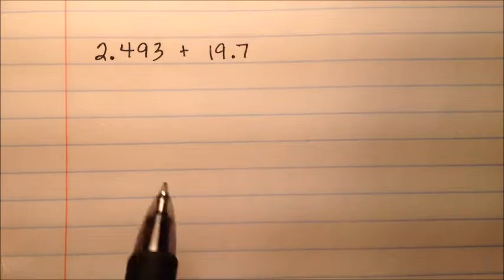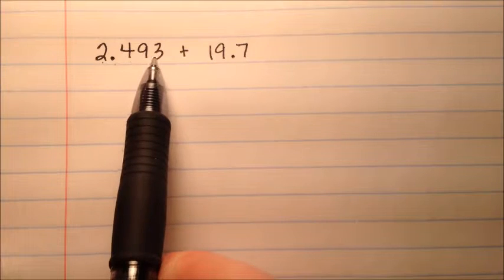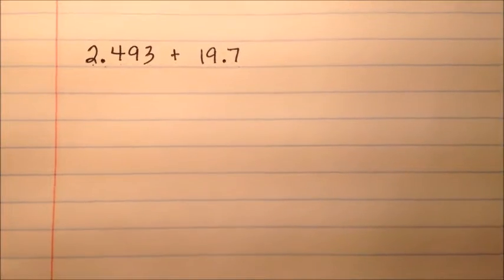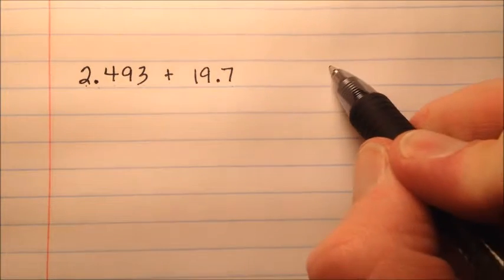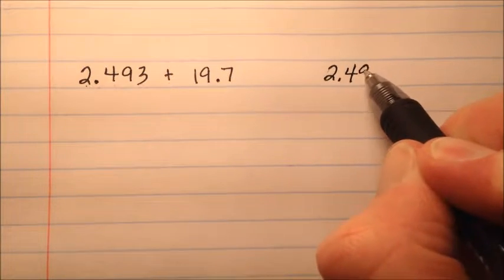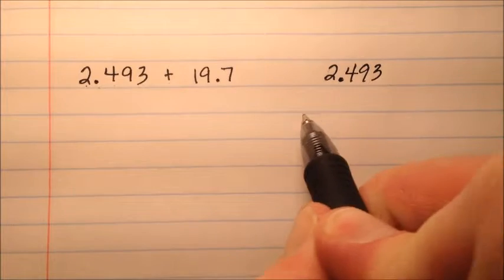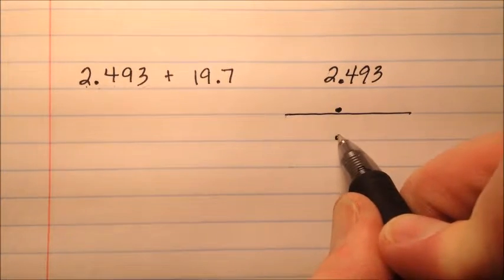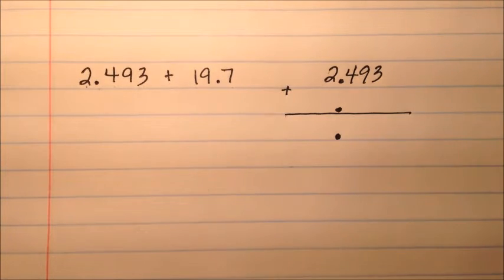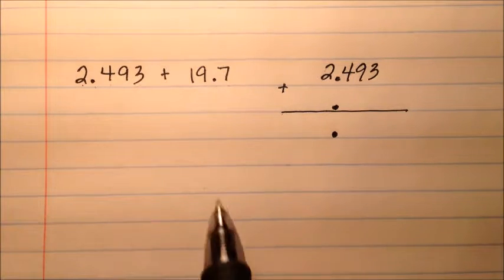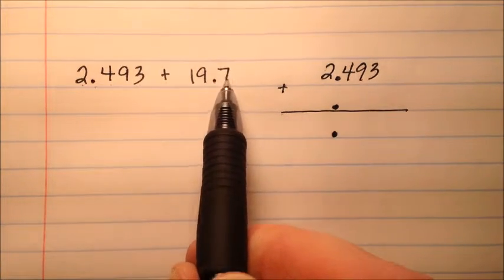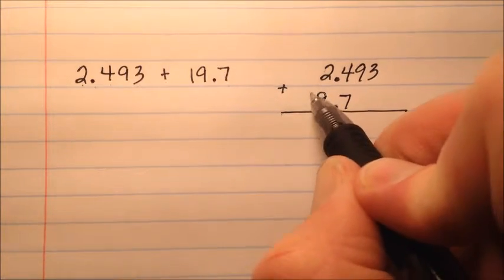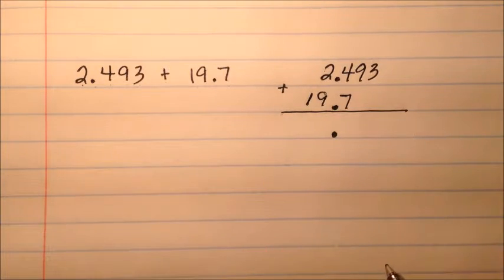In my next example, I have 2.493, and I'm going to add 19.7 to that. So if I come over here and write down my 2.493 first, here's my decimal place, and I know right below that will go my decimal place, and then below that for my answer will go my decimal place. Okay, so my number is 19.7, so I know 0.7 will go right there, and then my 19 will fill the spots to the left.